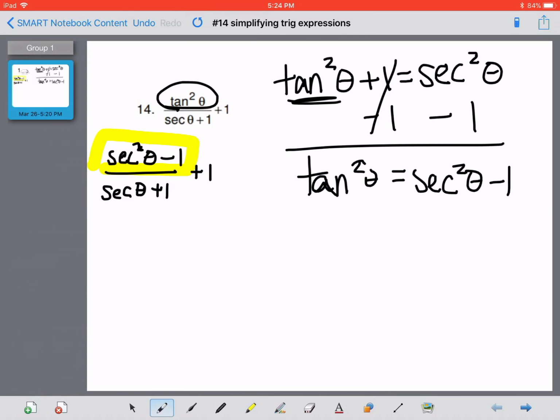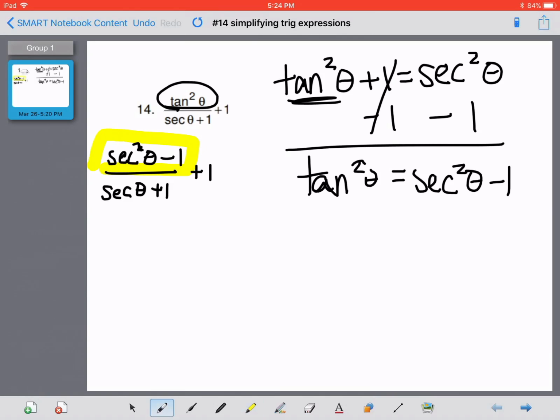Secant squared minus 1. Remember, secant squared, anything squared, like sine squared or tan squared, that's secant times secant, or tan times tan, or sine times sine, or x times x. So I have secant squared minus 1.